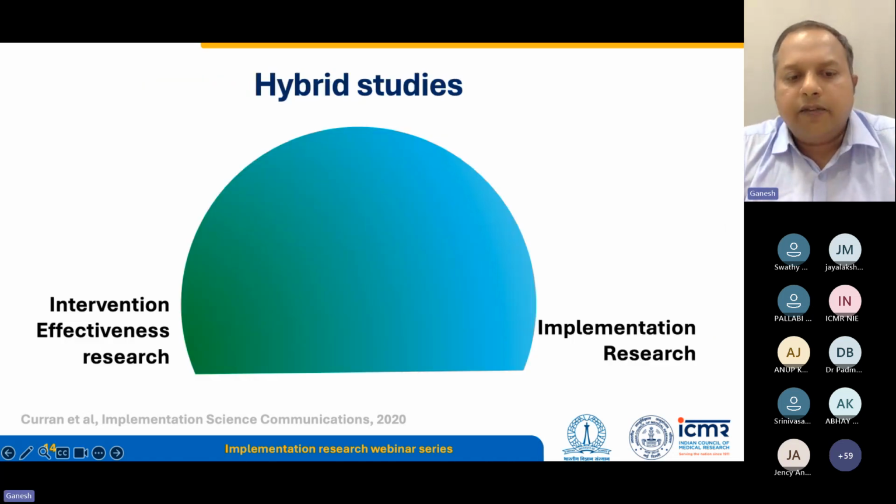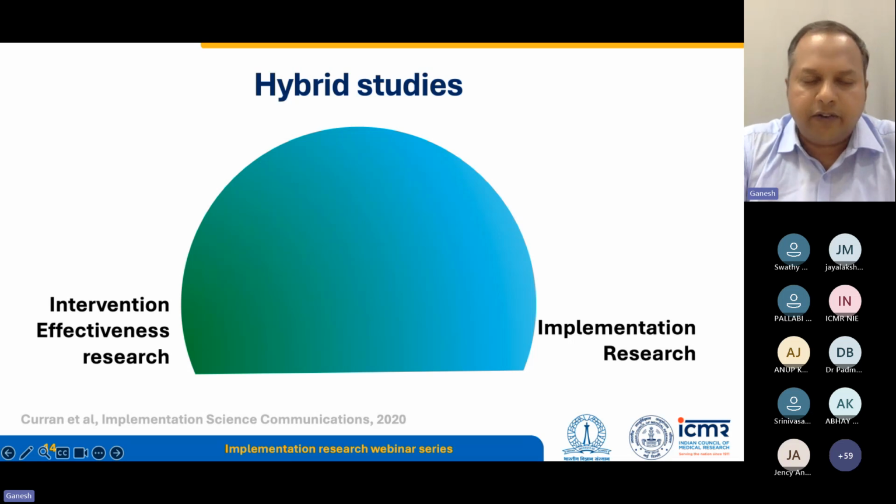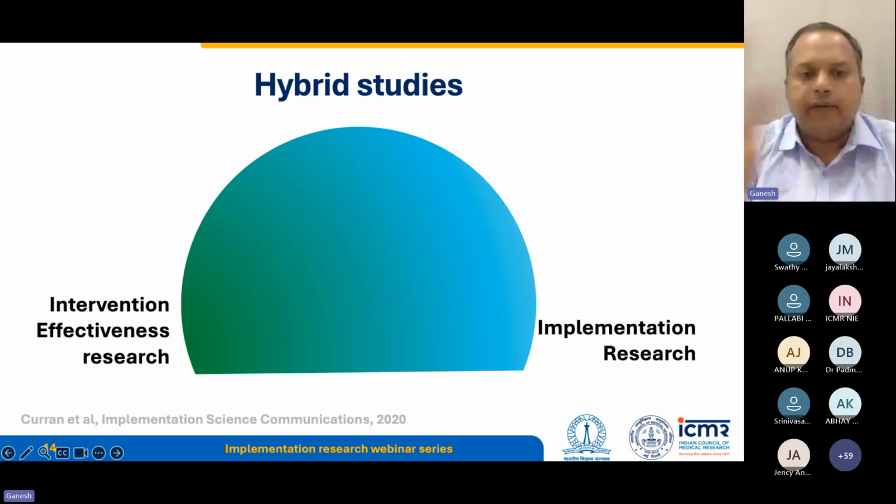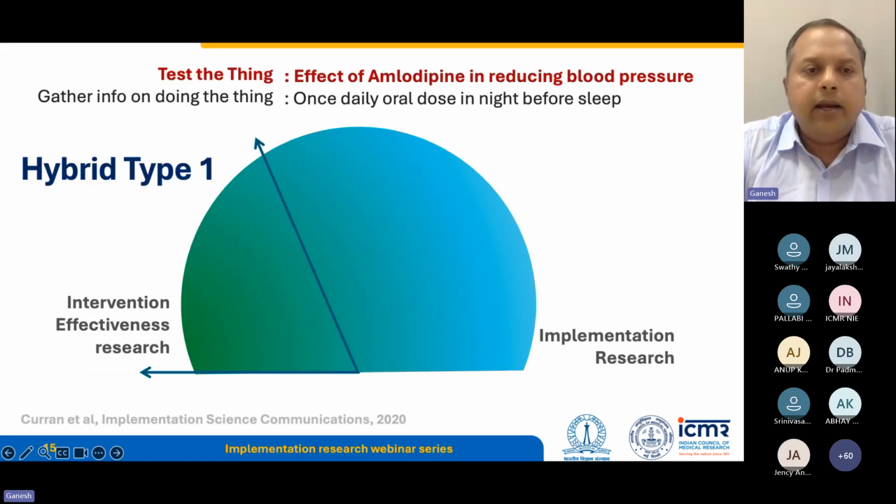For ease of understanding, I made this a semicircle, a spectrum where one side is the intervention, clinical effectiveness research, and the other is implementation research. In this spectrum, what I'm trying to demonstrate is the hybrid studies. There are three types: hybrid type 1, type 2, and type 3.